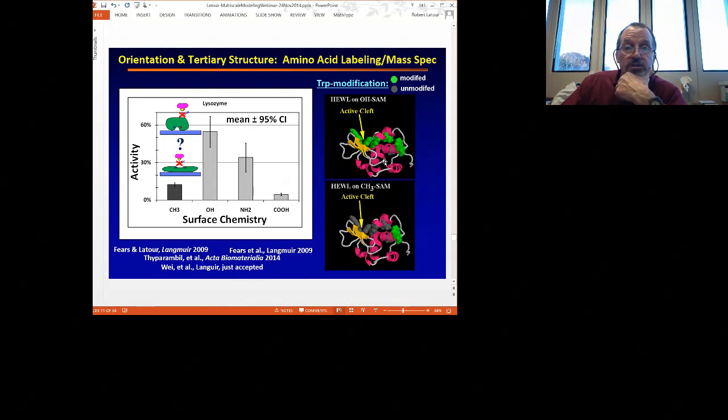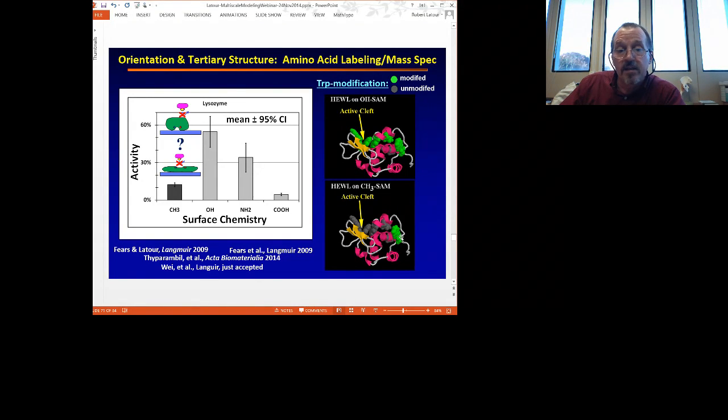And on the right here shows our amino acid labeling results. The top right plot, the amino acids shown in green are the tryptophans that line the bioactive pocket of lysozyme. And this is showing that they're all solvent accessible when it's adsorbed on the OH SAM surface. So this site is available for the substrate and enhanced bioactivity.